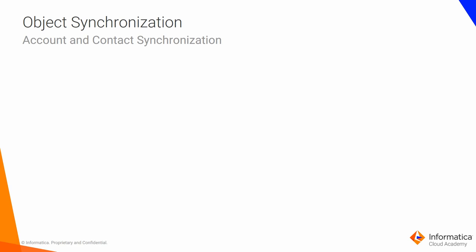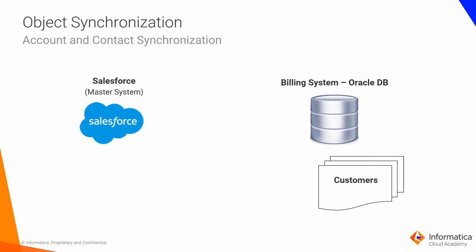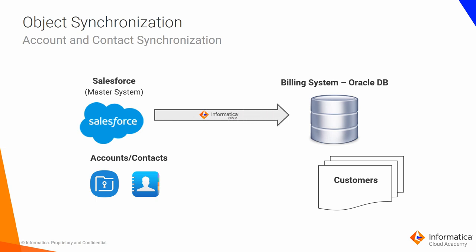First, let us look in more detail at one of the most common object synchronization scenarios, account and contact synchronization. So in this example, a company is using Salesforce for their CRM and an on-premise billing system built on top of an Oracle database. The company stores information about its customers and contacts in each of these systems. So when an account is added or updated in the master system, in this case Salesforce, Informatica Cloud is used to create a new account record or update the existing account record in the billing system.